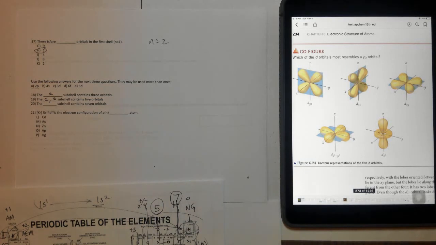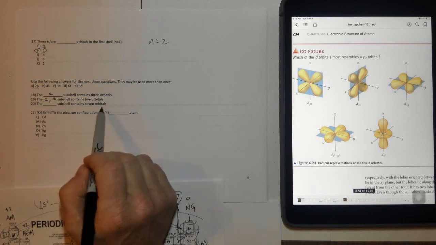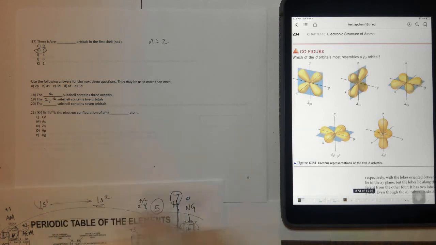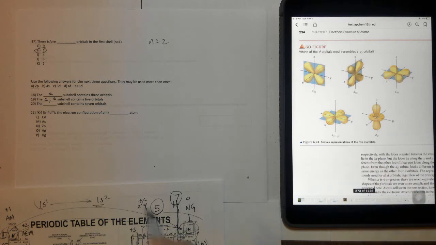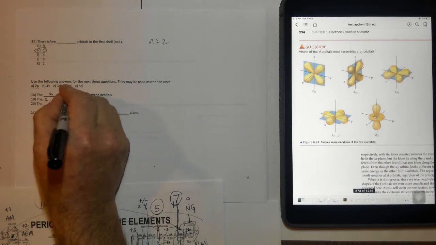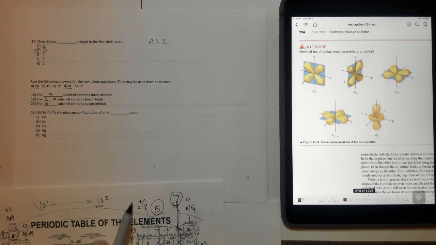So 2 possible answers there for that one. Both are correct. And then number 20 we're at. The blank subshell contains 7 orbitals. Well, I don't have a picture of that one. I'll see if I can come up with one in just a second. But the F orbitals right here contain 7 different orbitals. So 1, 2, 3, 4, 5, and then 2 more along with it as well.